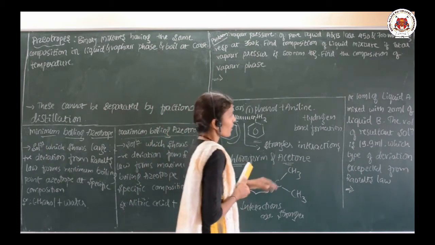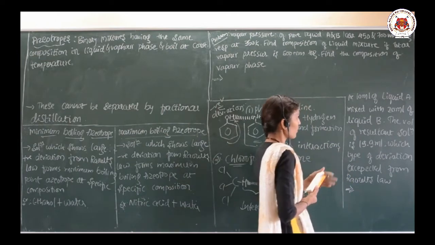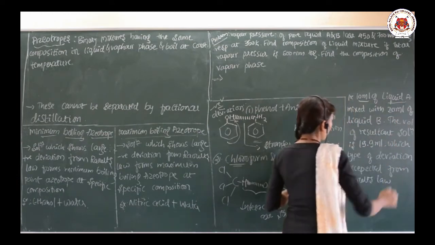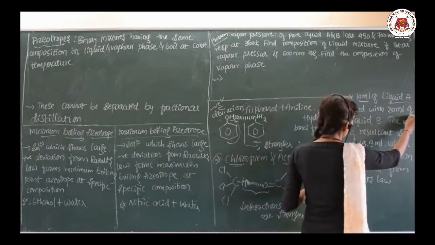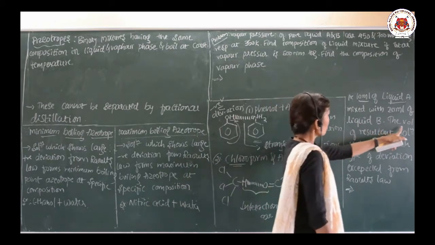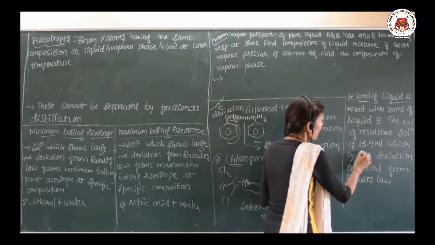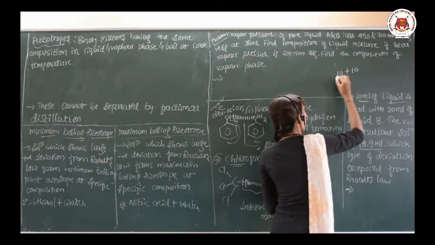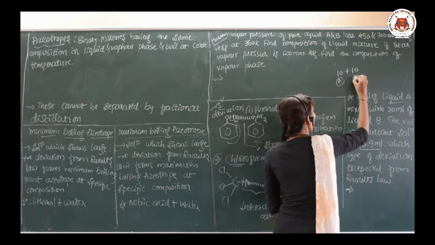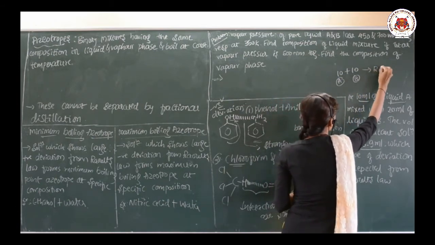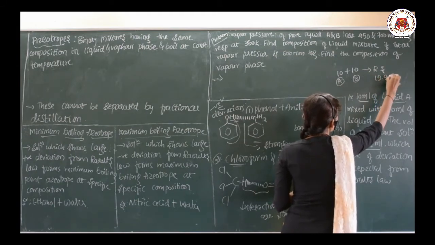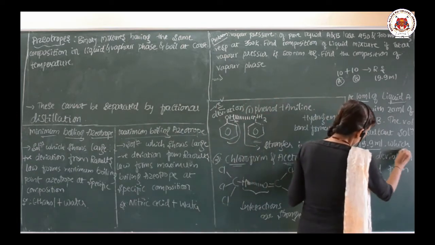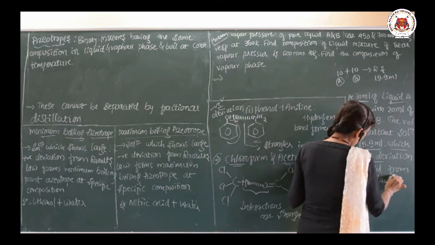One more very important example, many times such types of questions will be asked. See here, 10 ml of liquid A is mixed with 10 ml of liquid B. The volume of the resultant solution is 19.9 ml. So, we are mixing 10 plus 10, liquid A and liquid B, and the resultant solution volume is 19.9. The question is which type of deviation is expected from Raoult's law.